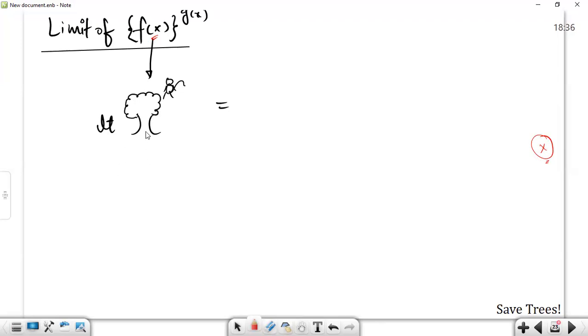Okay, so if the limit is with f(x), we are letting f(x) be a tree, and we are letting g(x) be a monkey. So for solving this particular limit, we have to write e, and then we have to apply the limit over the power of e, and we have to cut the tree. And when we cut the tree, the monkey will climb down the tree. So the monkey is right here.